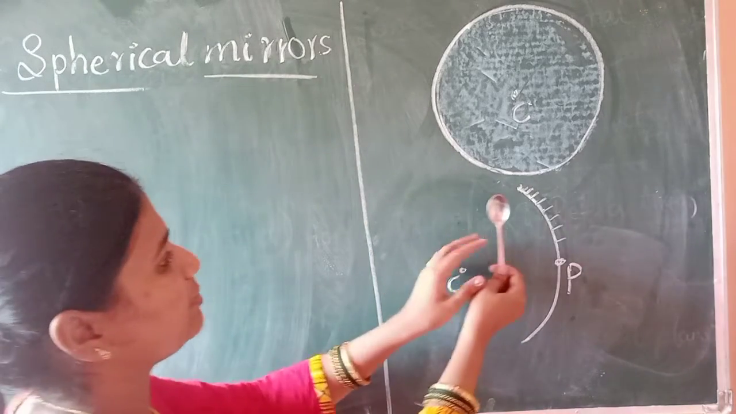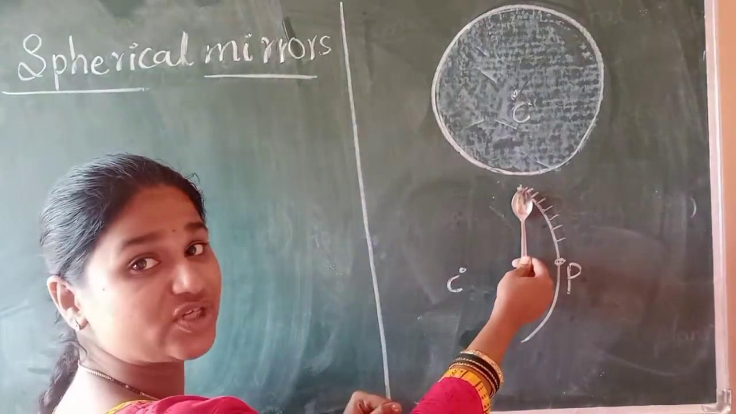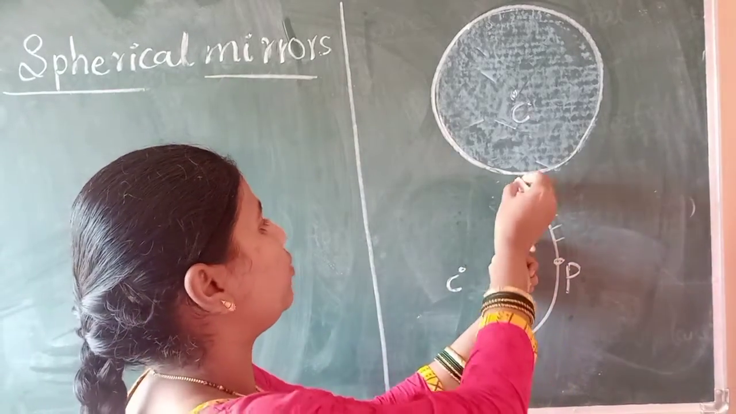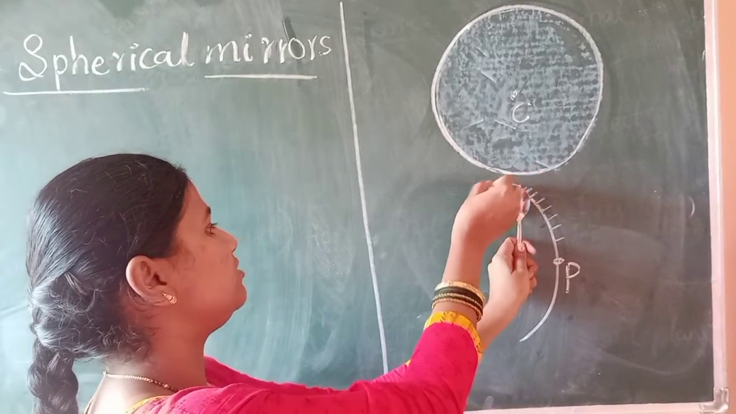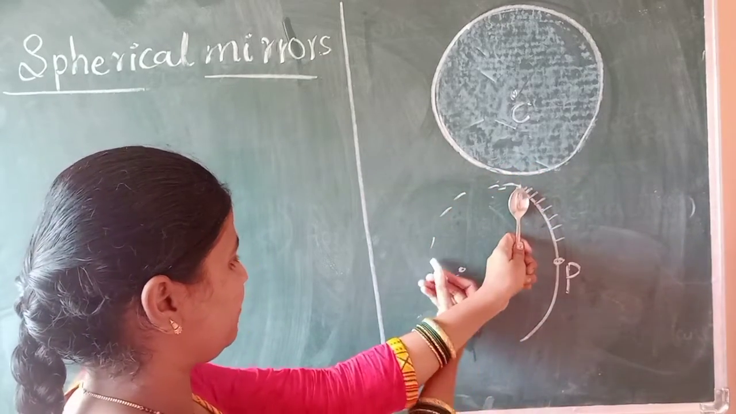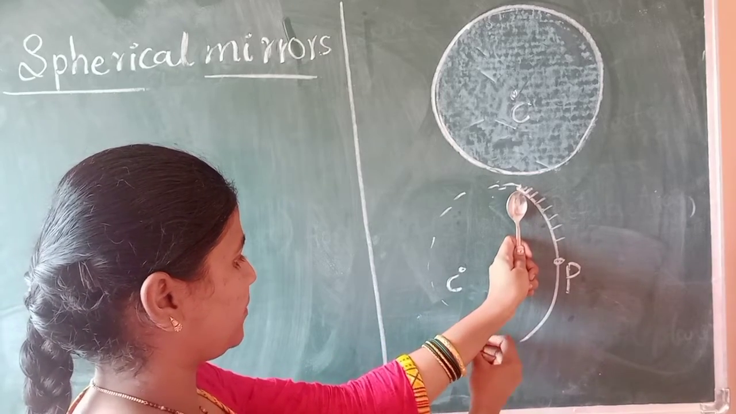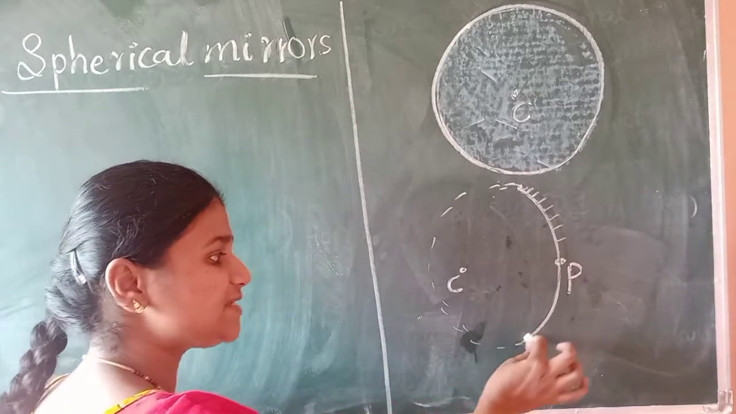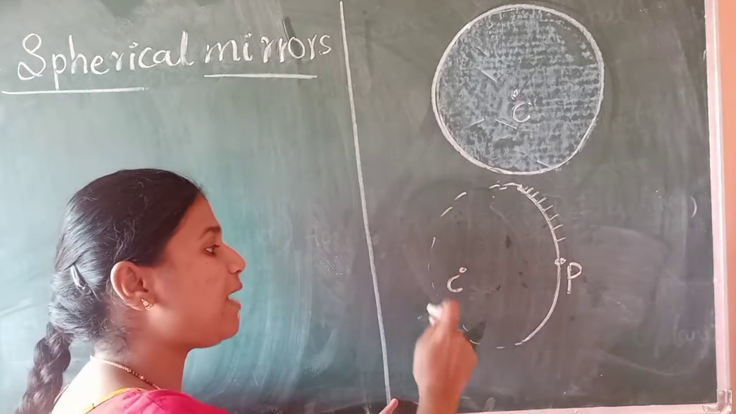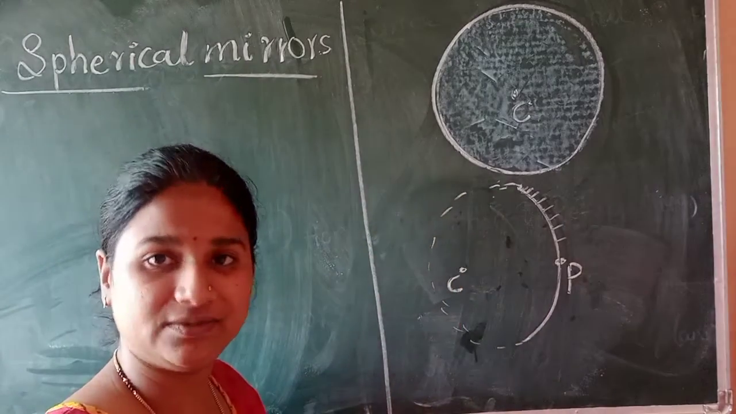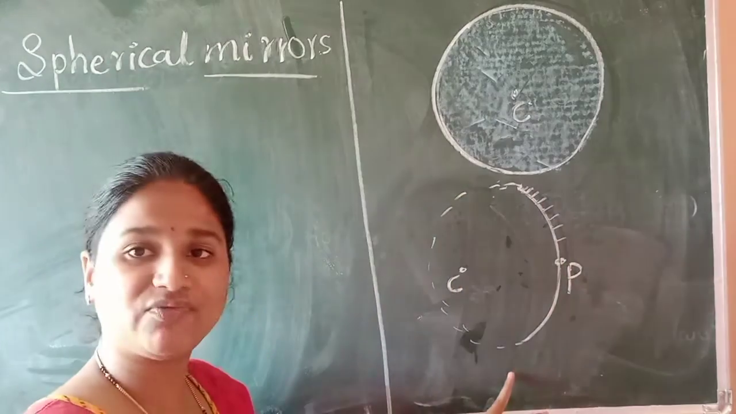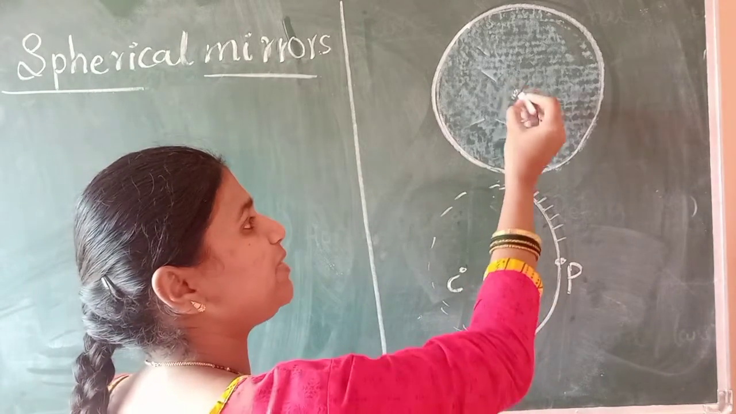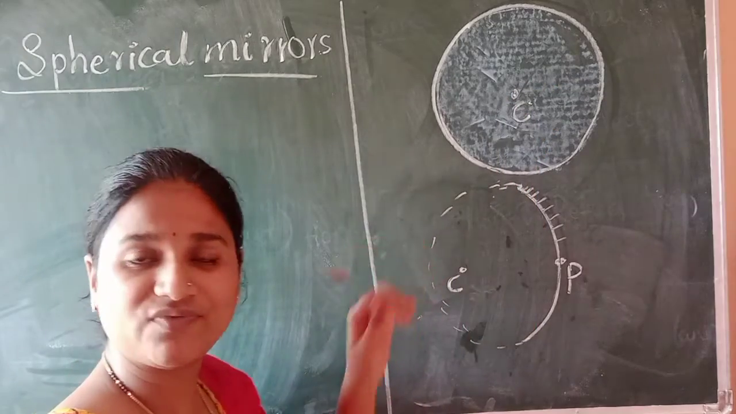For example, let me make it clear. See, this is a curved surface which I took. Then when I draw an imaginary line and continue that curved surface, I will get roughly a circle. So I can say that this curved surface is a part of a circle or a sphere. The spherical surface we got is a part of a sphere. So part of a sphere means it should have a center, the center of a circle.